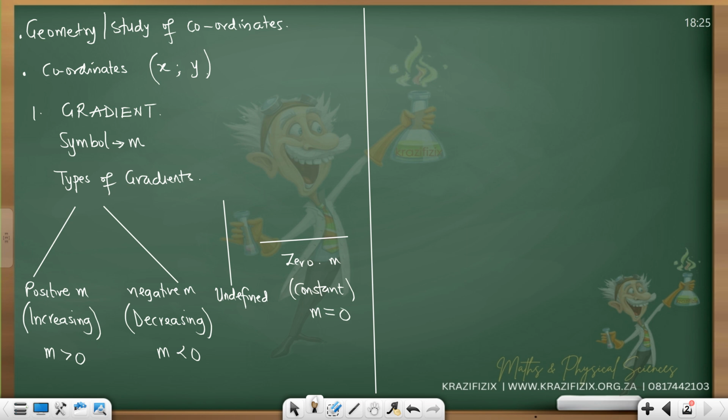So basically, you would see we are going to focus on 3 of those because one of those does not exist. Positive, which is increasing. Negative, which is decreasing. Constant, which is a 0 gradient.